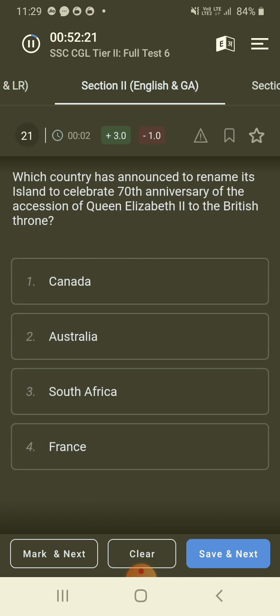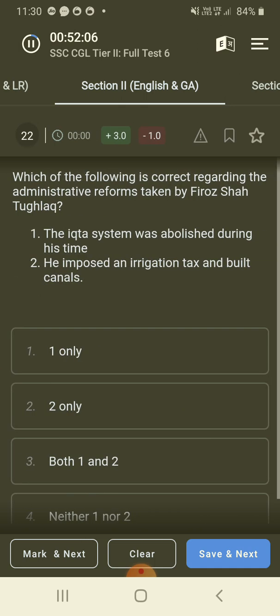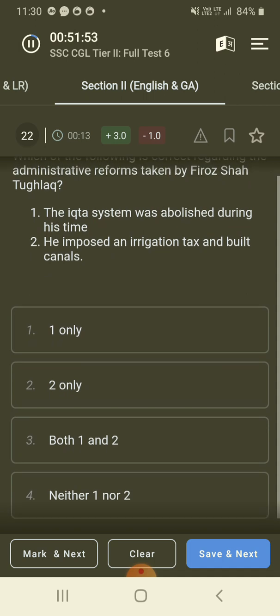Which country has announced to rename its island to celebrate the 70th anniversary of the accession of Queen Elizabeth II to the British throne? Which of the following is correct regarding the administrative reform taken by Firoz Shah Tughlaq? Ikta system was abolished during his time. He imposed an irrigation tax and built canals.